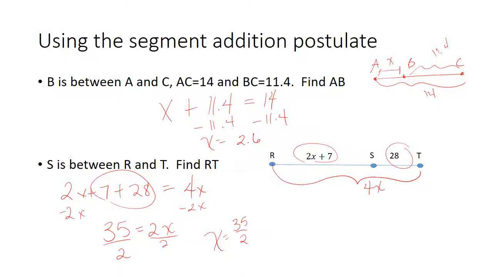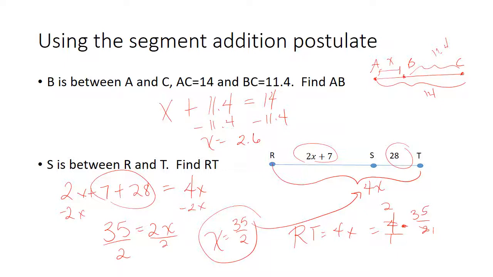That does not tell me what RT is. I am not finished. I have to take my x and put it in place of the x there in order to find what RT is equal to. So RT is equal to 4x. And so we would do 4 times 35 halves. When I multiply fractions, I'm going to put that 4 over 1 so that we can see that it is a fraction. And then I'm going to reduce my 4 and my 2. My 2 would become a 1, my 4 would become a 2. So now I'm going to do my 2 times 35 gives me 70. So RT's length is 70.